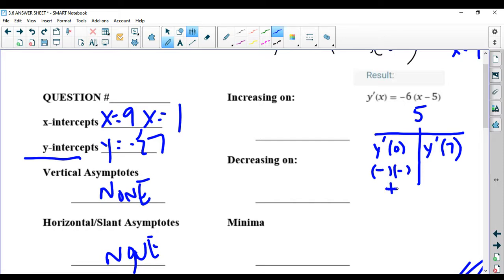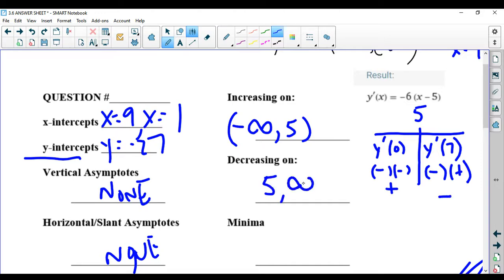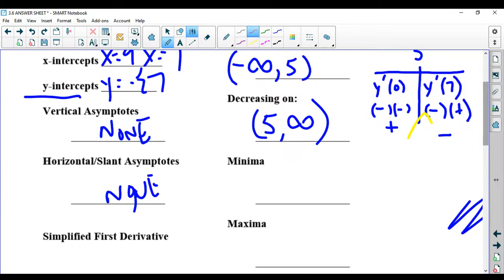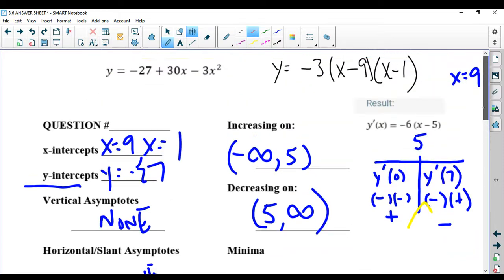which means it's increasing on negative infinity to 5. When you plug in 7, you'll get a negative 6 times a positive 2, which is negative, which means it's decreasing on that interval. Which also means increasing to decreasing, so we have a maximum at 5, comma, whatever you get when you plug in 5 to the original function.